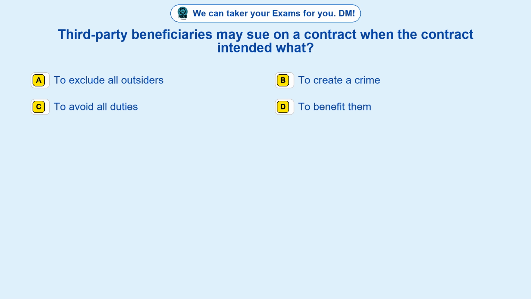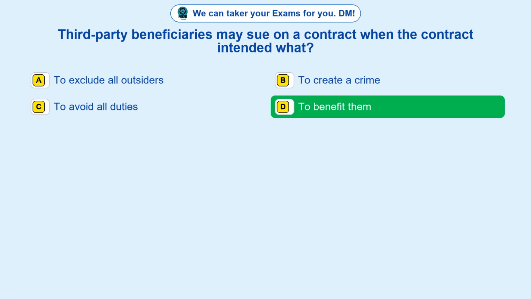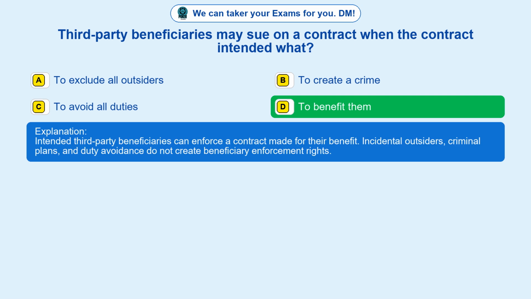Question 22. Third-party beneficiaries may sue on a contract when the contract intended what? Option A. To exclude all outsiders. Option B. To create a crime. Option C. To avoid all duties. Option D. To benefit them. The correct answer is option D. To benefit them. Intended third-party beneficiaries can enforce a contract made for their benefit. Incidental outsiders, criminal plans, and duty avoidance do not create beneficiary enforcement rights.